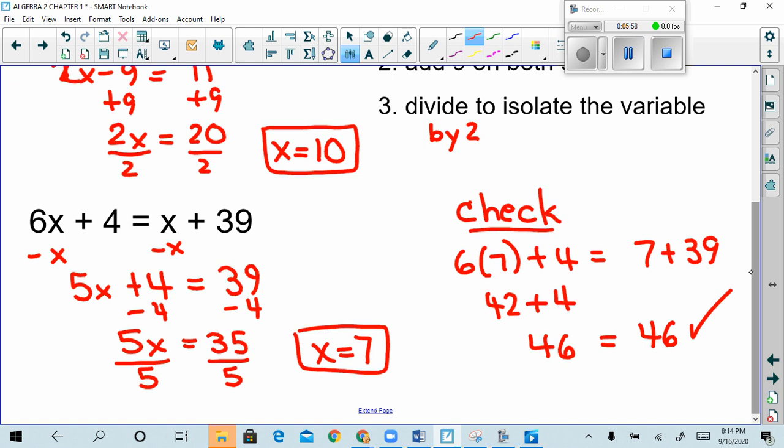Now I'm going to stop here because there is more to these variables on both sides. So far, every equation that we've encountered has one and only one solution. Well, that's going to change next class.